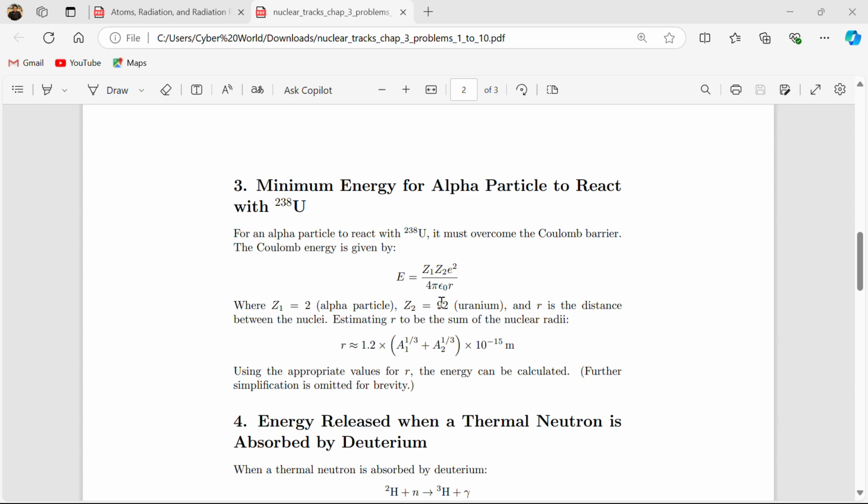The final step is you just have to put your values inside this equation: put 2 for Z1 and 92 for Z2. e squared means 1.6 times 10 to the minus 19 squared, divided by 4 pi epsilon naught, whose value you already know is 8.85 multiplied by 10 to the minus 12, multiplied by r, and you get the r value from this relation. You just have to put in the values and you will get your final answer, which is 12.7 mega electron volts. This is your final answer for the energy.